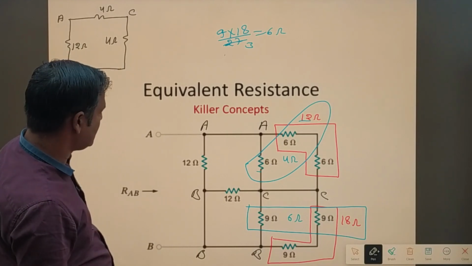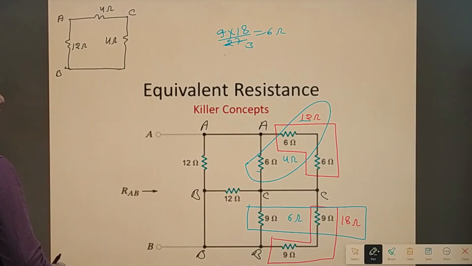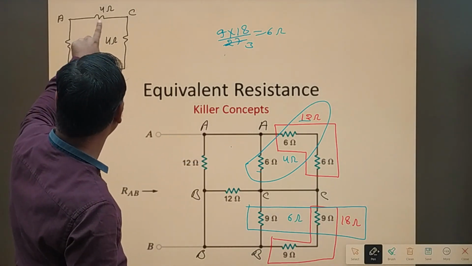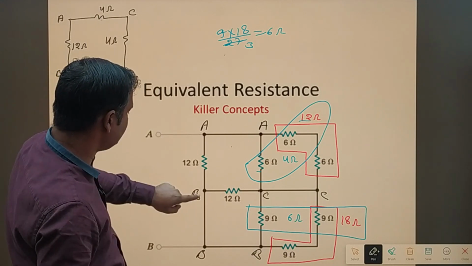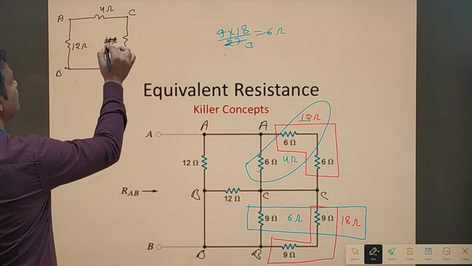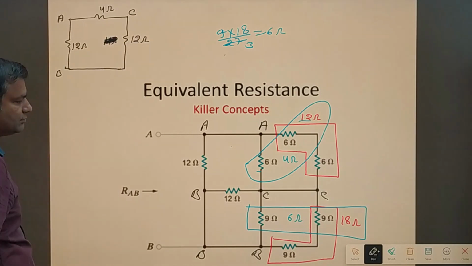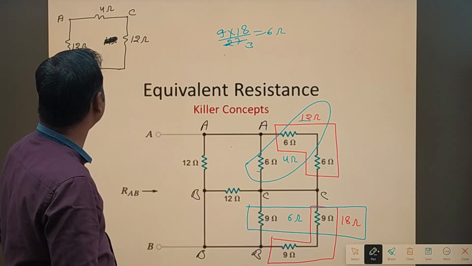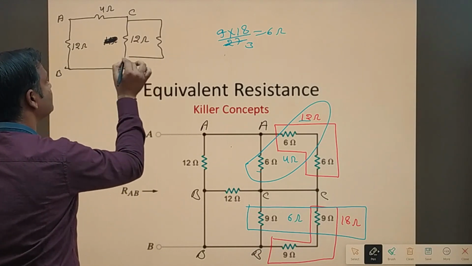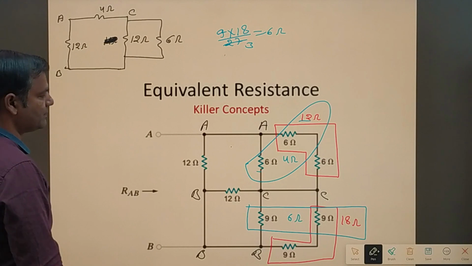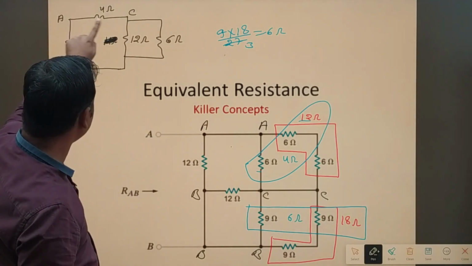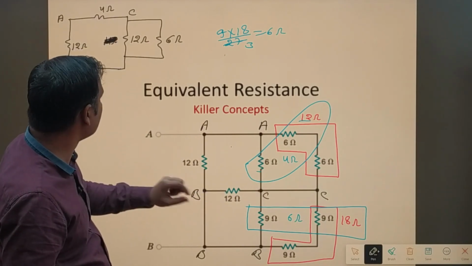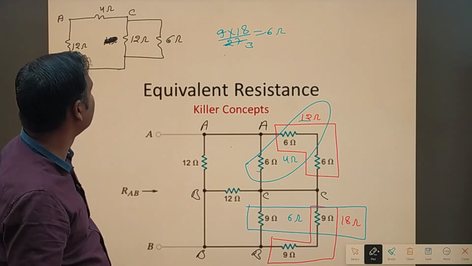Okay, A to C, that is 4 ohm. B to C, that is 12 ohm. Okay, and here B to C, we got how much? 6 ohm. Clear or not? A to B, A to C, 4 ohm, C to B, 12 ohm, C to B combination, that is 6 ohm.